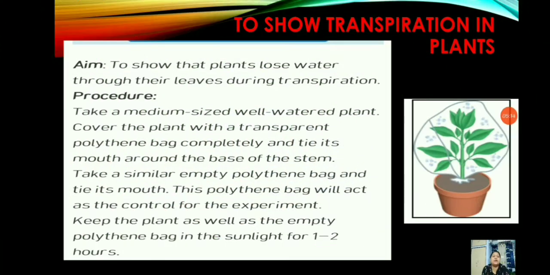So now let's discuss transpiration. This is also a very important activity. So transpiration means what? Transpiration is the process in which the plant releases water in the form of vapor. Basically, the leaves perform this process.